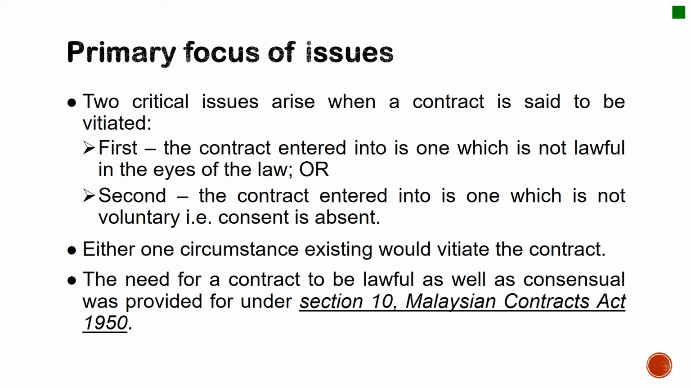Now, two critical issues arise when a contract is said to be vitiated. First, the contract entered into is one which is not lawful in the eyes of law. So there are some vitiating factors that would make the contract unlawful. Or the contract entered into is one which is not voluntary. That means there's no consent, there's no voluntariness, there's no freedom of choice. So in either one circumstance, it would vitiate the contract.